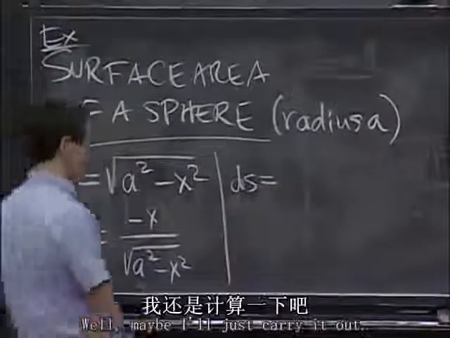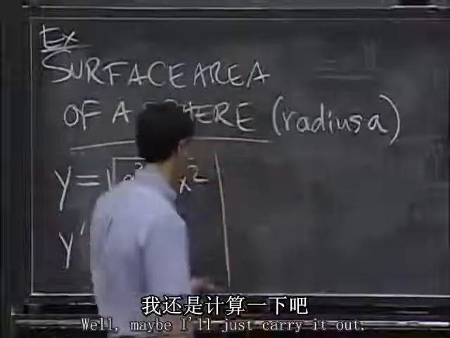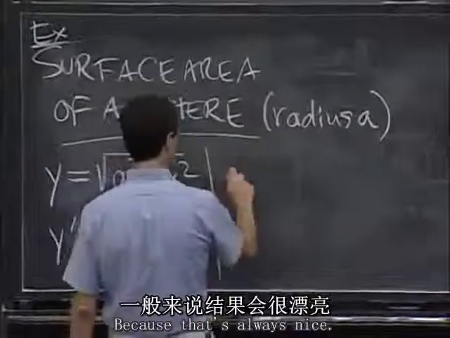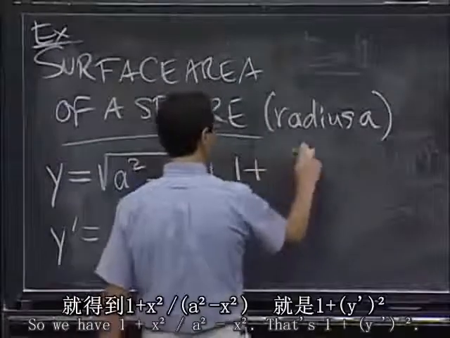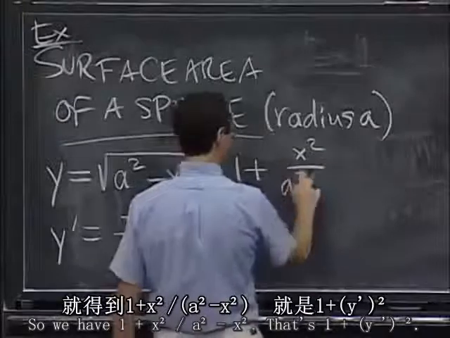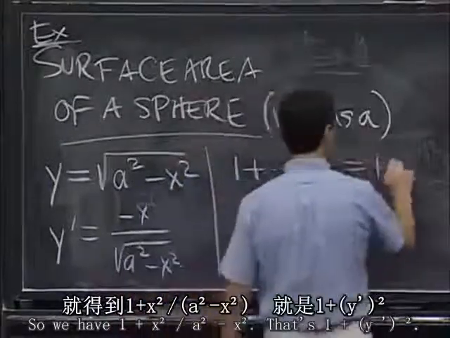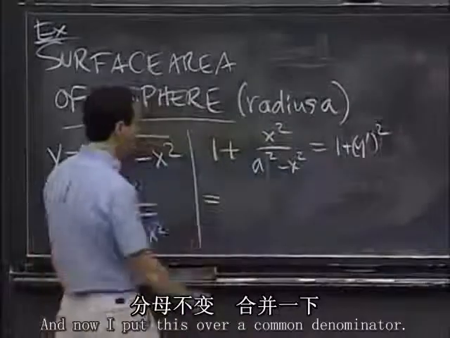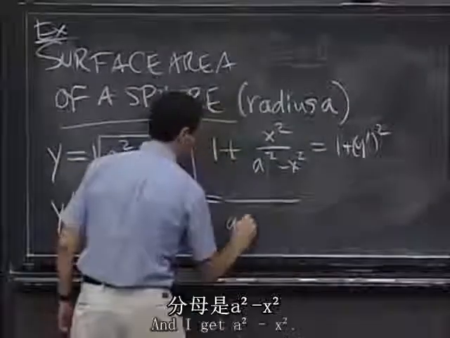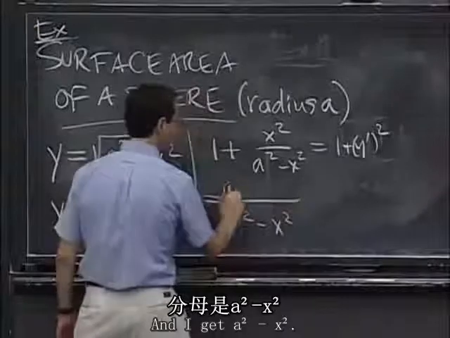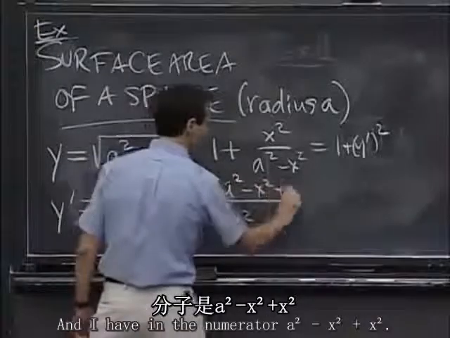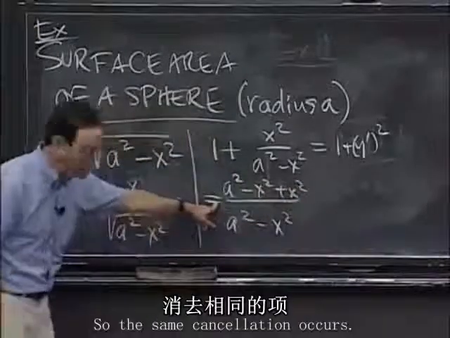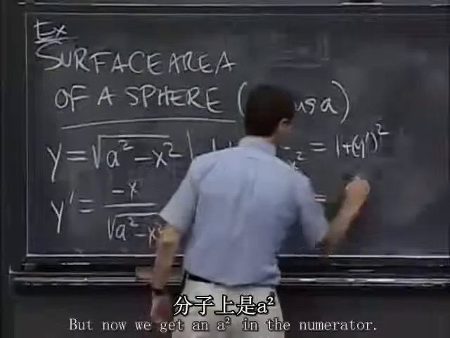Well, maybe I'll just carry it out because that's always nice. So we have 1 plus x squared over a squared minus x squared, right? That's 1 plus y prime squared. And now I put this over a common denominator. I get a squared minus x squared, and I have in the numerator a squared minus x squared plus x squared. So the same cancellation occurs, but now we get an a squared in the numerator.